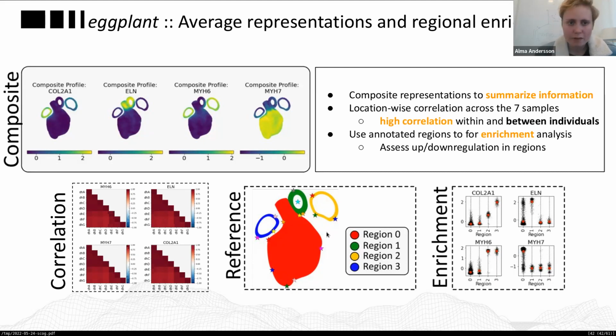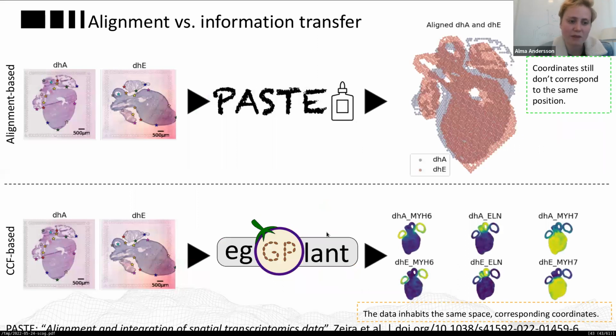So to finally make this comparison between an alignment-based method and a CCF-based method, what I did here was that I took 2 sections from each of the different individuals.